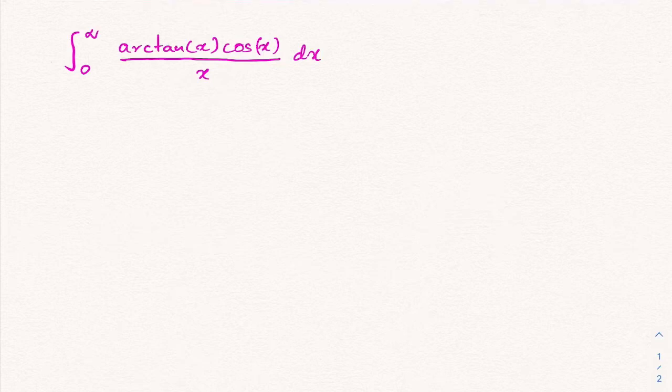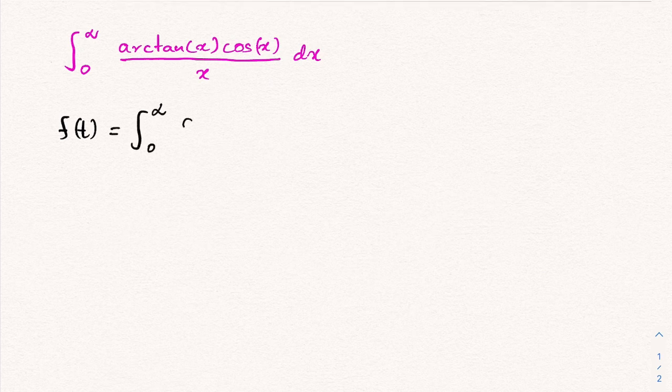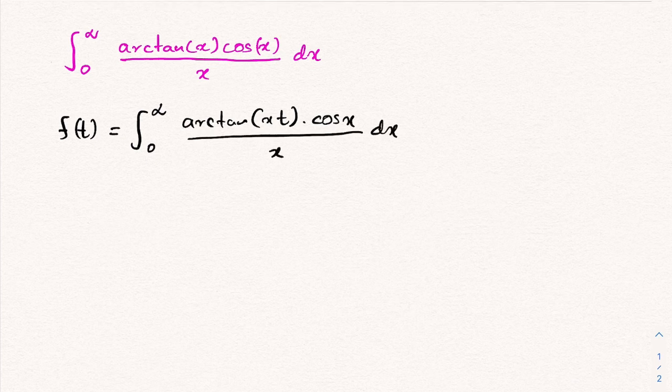In this video we are going to solve this interesting integral from 0 to infinity of arctan of x times cosine of x over x dx. Well, how to begin? First I'm going to take f of t equal to the integral from 0 to infinity of arctan of x times t times cosine of x over x dx. Then as the next step I'm going to differentiate with respect to t.